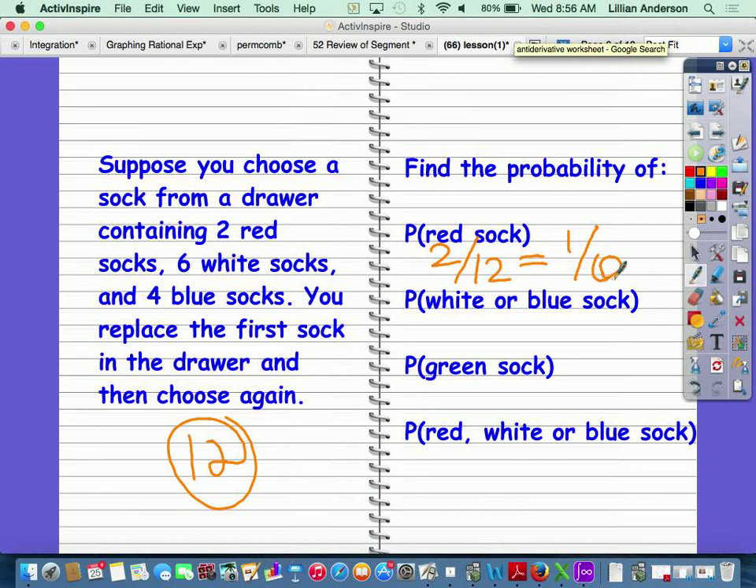Okay, you have 2 socks in the drawer out of 12 total. So 1 out of 6. What's the probability that it's a white sock or a blue sock? 10 out of 12, which reduces down to be what? 5 out of 6. Okay?